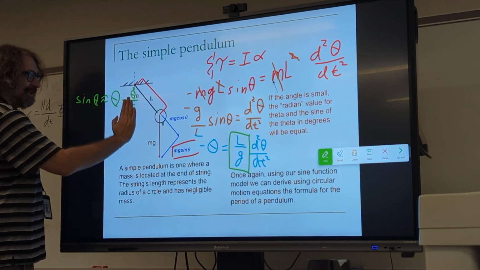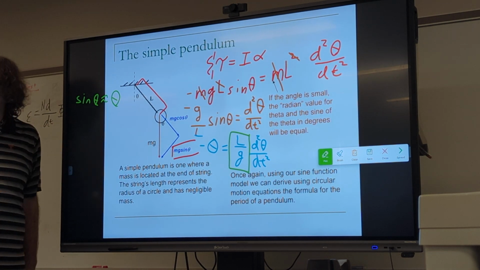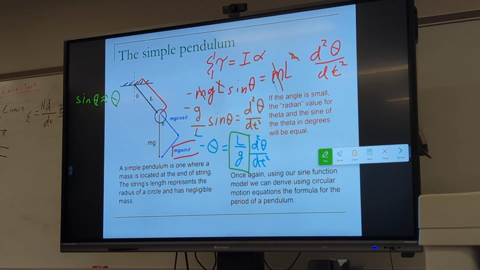So this is how I know I'm in a physics class. This is how I know we're in a physics class. Like, you just take the derivative at zero.